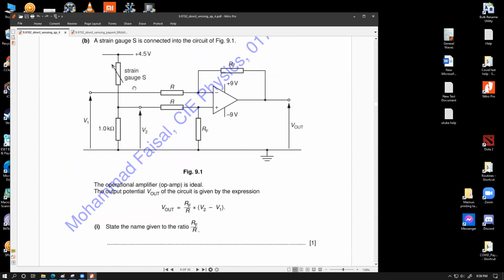Now the question tells us that when the strain gauge is not strained, it has a resistance of perfectly 125 ohm. From this potential divider circuit, you can calculate the voltage at this point when this was 125 ohm: 1000 divided by 1000 plus 125, into 4.5. এটা বুঝছো?